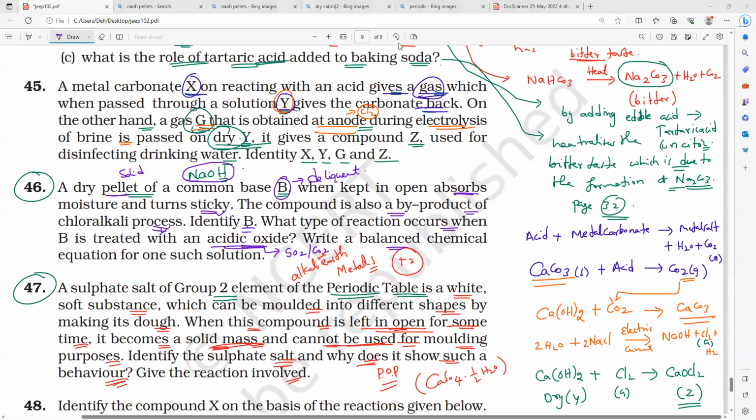Mr. Manikandan is saying page number 113. What, Manikandan? Okay, that's fine. I found it.